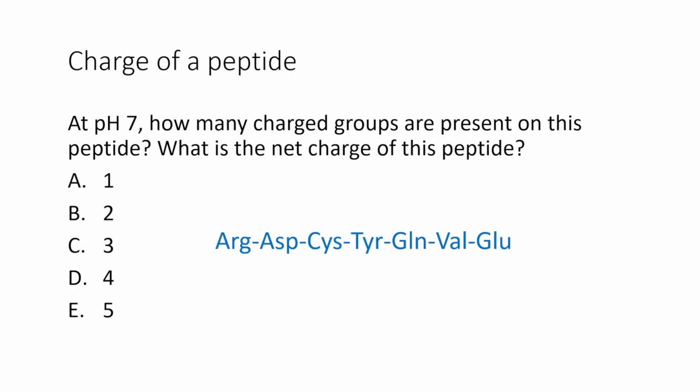Alright, so let's go over this one. So first of all, which amino acids here have ionizable functional groups in this peptide? Yeah. Arginine, aspartic acid, glutamic acid. Yes, not glutamine. And is there anything else aside from these three side chains that would also contribute to charging this peptide?